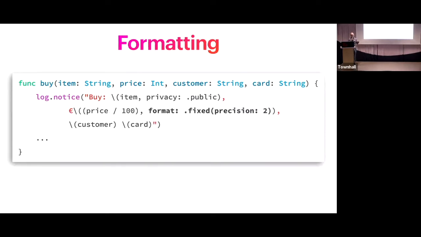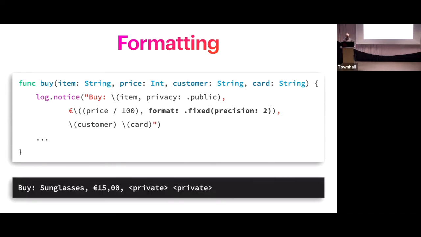Similarly, you can apply all the formatting that was introduced in Swift 5.5, I don't know, like last year or 2 years ago. So you can do things like that, format the number with fixed precision too. That works in all strings in Swift, but it also works here. And then you get something like this. For example, I get my currency formatted nicely.